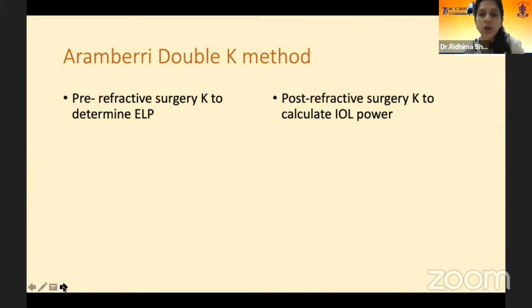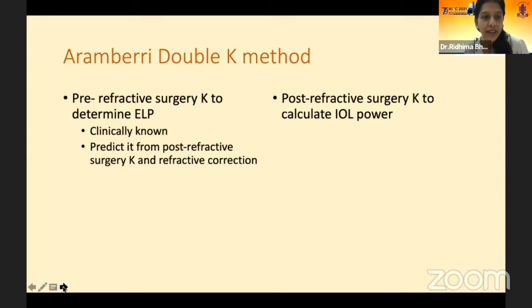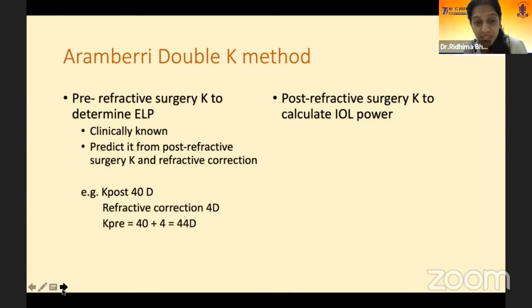If you don't have access to the fancy IOL Masters, how would you yourself manage to use this double K method? You can use the pre-refractive surgery K directly if it's clinically known, if the history is known. Or if it's not known, you can predict it if you have the accurate post-refractive K reading and you know how much the correction was. For example, if your current K reading is 40 diopters and you know that a 4 diopter treatment was done, then the pre-K would be 44 diopters.